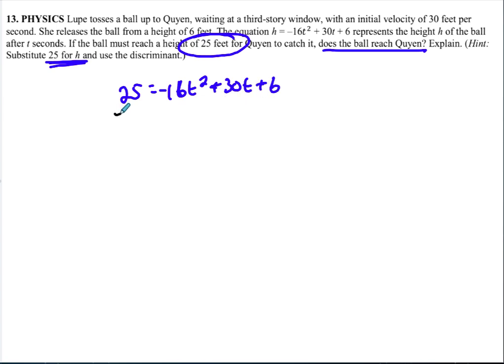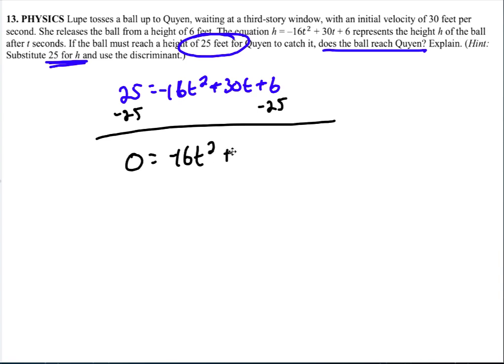So 25 is equal to negative 16t squared plus 30t plus 6. I'm going to move my 25 over to put it in standard form. So I get 0 is equal to negative 16t squared plus 30t minus 19. And now all I want to know is, is it going to reach? I don't need to know the exact amount of time. I just want to know, is this going to happen? Meaning, am I going to get a solution that's going to work? So the best way to do that is use my discriminant.